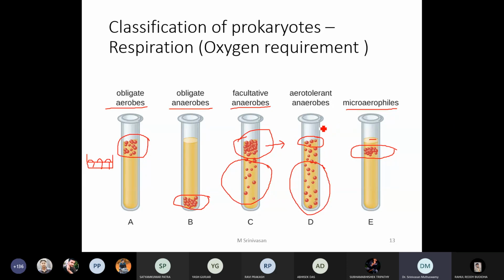Obligate aerobes strictly require oxygen. Obligate anaerobes strictly do not require oxygen; they grow only in the absence of oxygen. Facultative anaerobes grow well in the presence of oxygen, but the growth rate is reduced in the absence of oxygen. Aerotolerant anaerobes are anaerobic bacteria, that is, they do not require oxygen, but they can tolerate a certain level of oxygen. Microaerophiles require a very little amount of oxygen for growth.